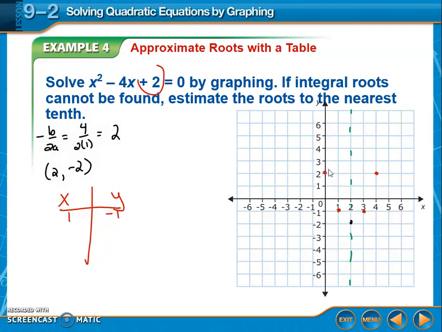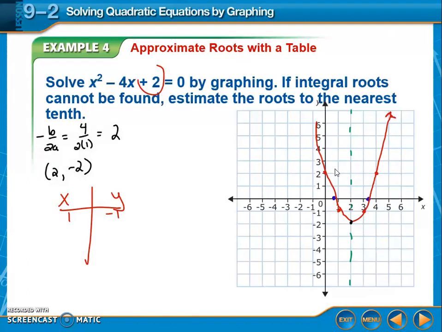And every integer I've put in now, I put in 0, 1, 2, 3, and 4, which means that our answer, because I still haven't touched the x-axis with any of those points, my answer is going to be a decimal. So I want to come up with a way to estimate what exactly those x-intercepts are, where it's touching the x-axis. Okay, so what I'm going to do is I'm going to plug in a bunch of decimals.